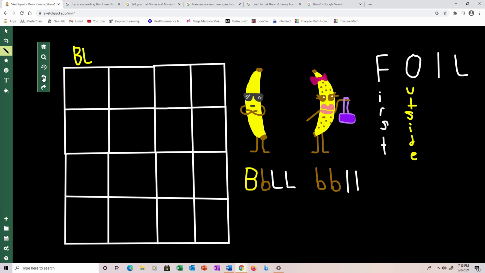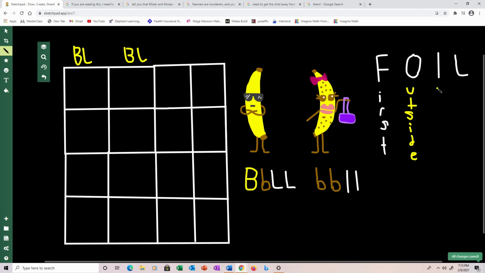And then the I stands for inside, if you didn't know, is the opposite of outside. And we're just going to take those inner letters, the lowercase b and the capital L. We're just going to write in the next part.